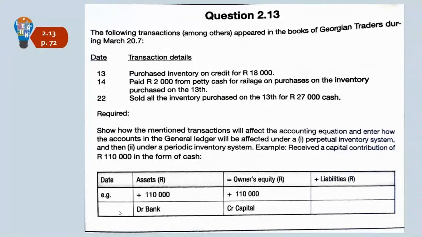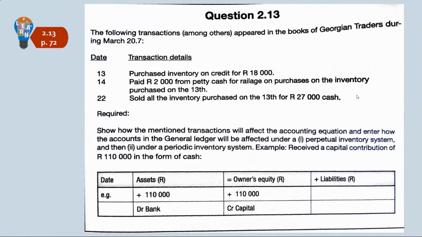Now we're selling all of the inventory we've purchased on the 13th for cash. It's important here that you see that we're selling all of the inventory. The reason we need this is we need to know when we move something from inventory to cost of sales, what was the actual inventory we've purchased. This 27,000 represents the sales value and not the original cost.